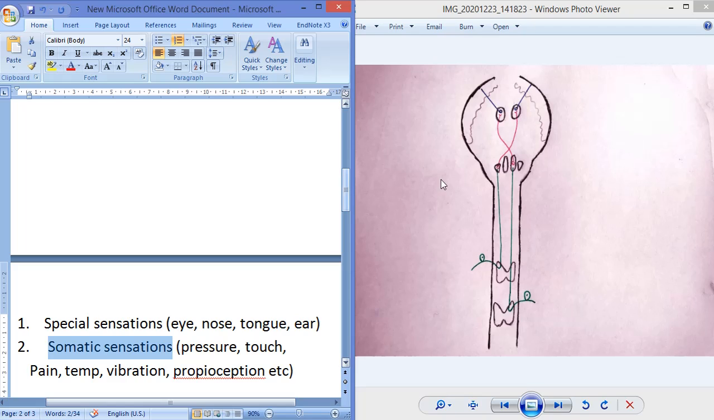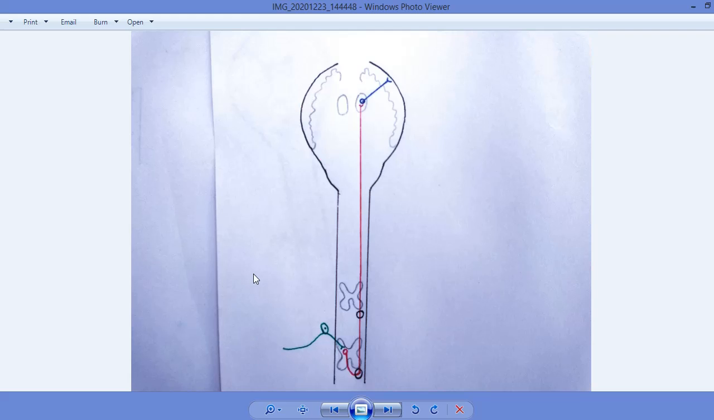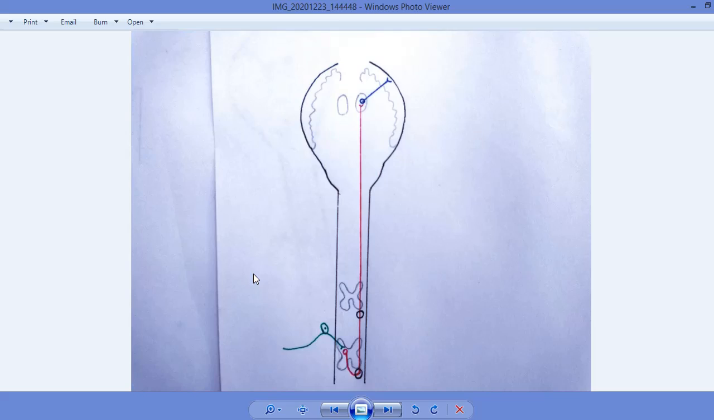So there are three pathways which carry impulses from various parts of the body to the brain, or to the cerebral cortex. This diagram depicts the first pathway, this diagram depicts the second pathway, and this diagram depicts the third pathway. We will learn number by number.